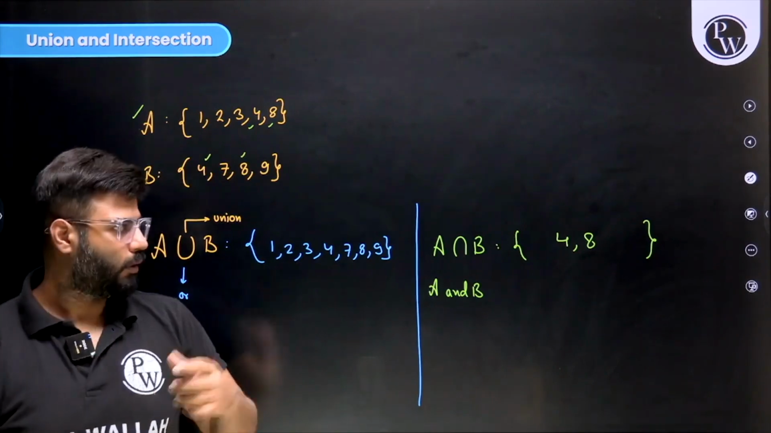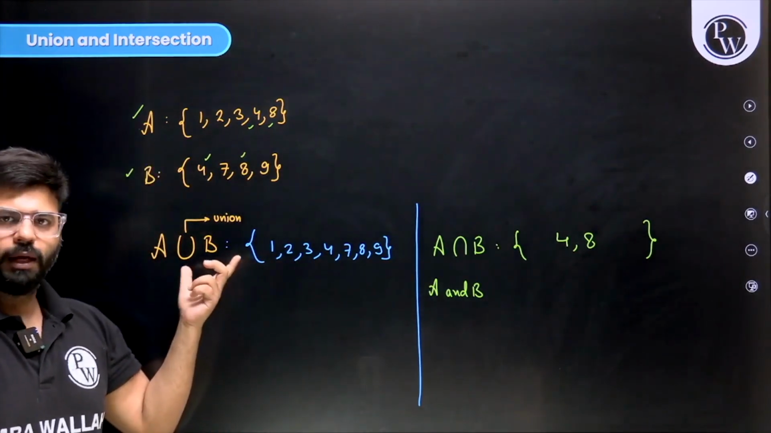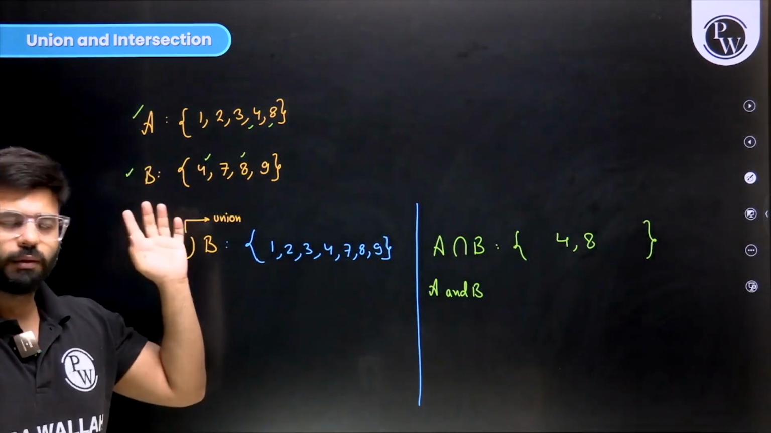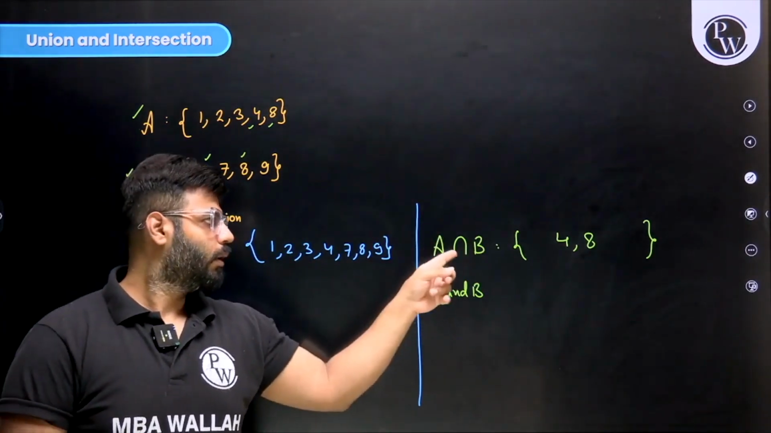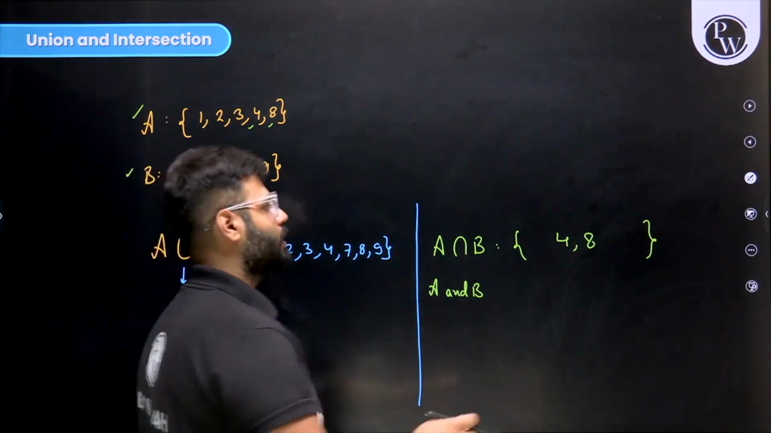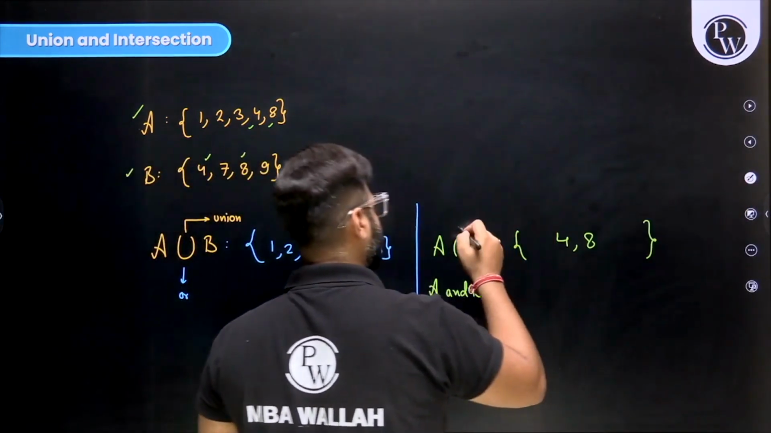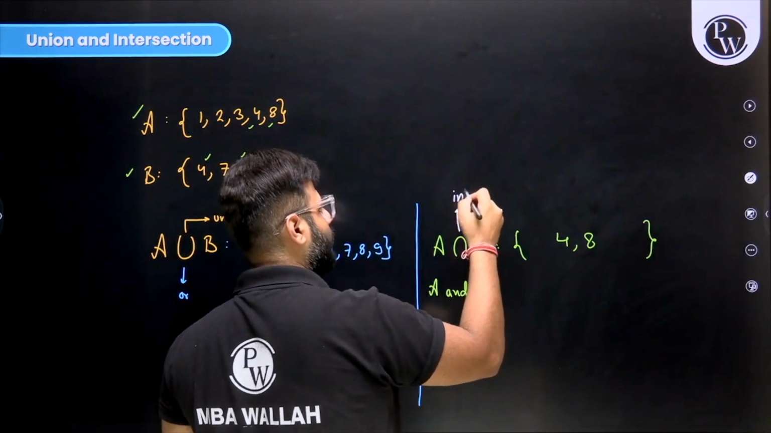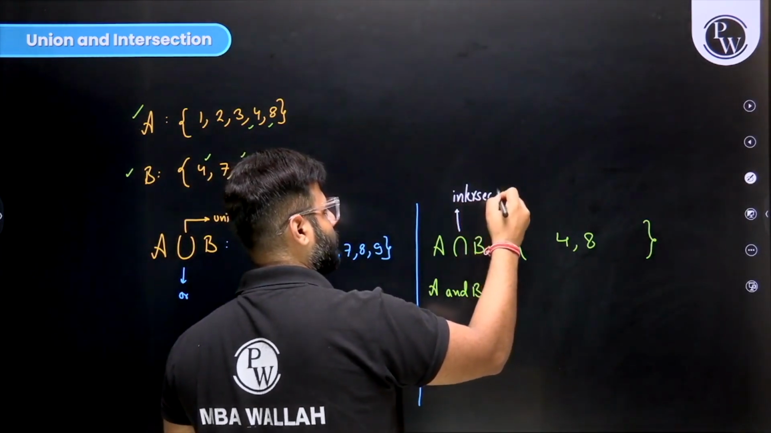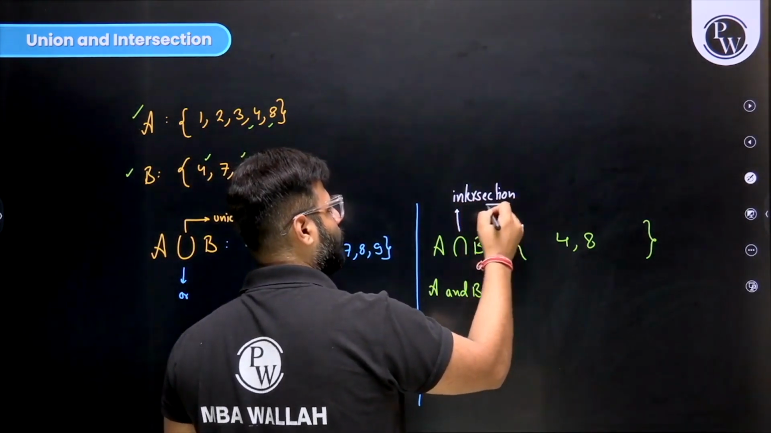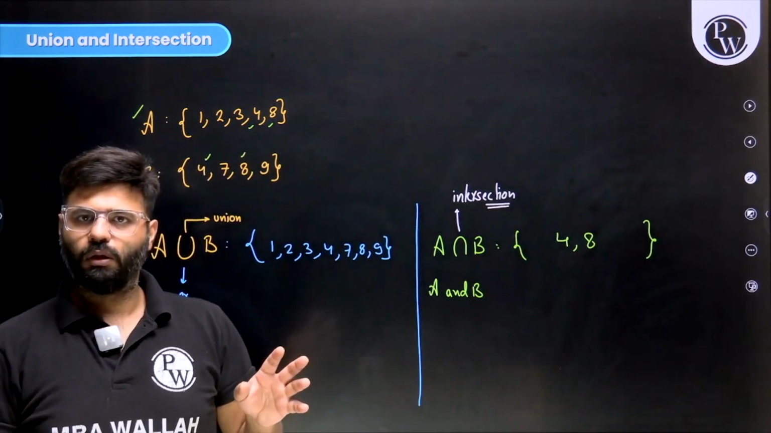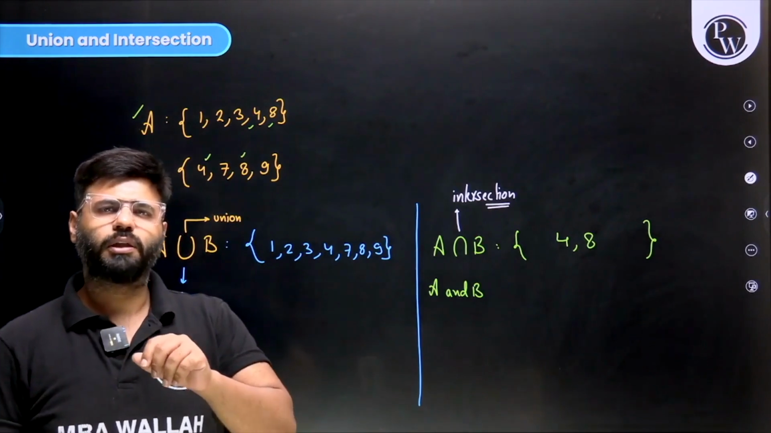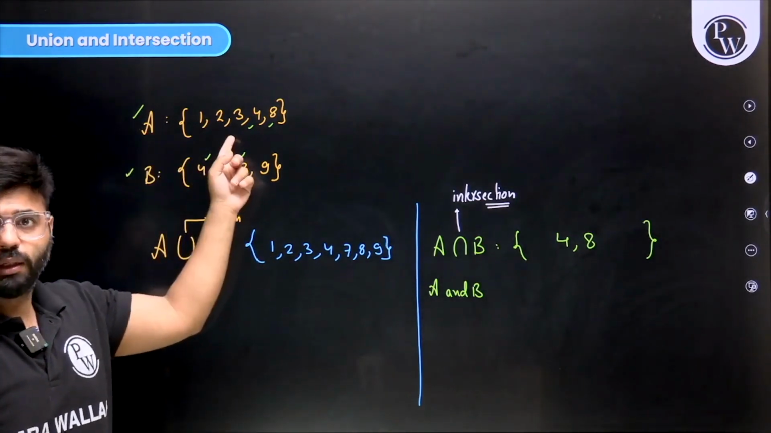Getting the idea? See the difference? Here you just have to be part of one set. Here it is necessary for you to be part of both the sets if you want to come into this particular set. This is called intersection. So this is the symbol of intersection. Alright. Clear?